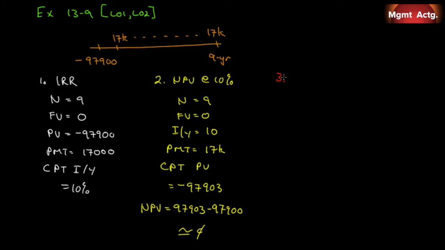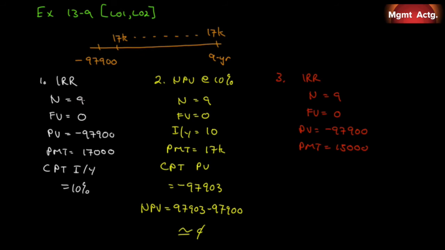And finally, question number 3. Suppose that the new machine would increase the company's annual cash flows, net of expenses, by only $15,000 per year. Under these conditions, compute the IRR rounded to one decimal place. So we need to calculate IRR. Our N remains at 9. Our future value remains at 0. Our present value remains at negative 97,900. But our PMT, our payment, now is 15,000.